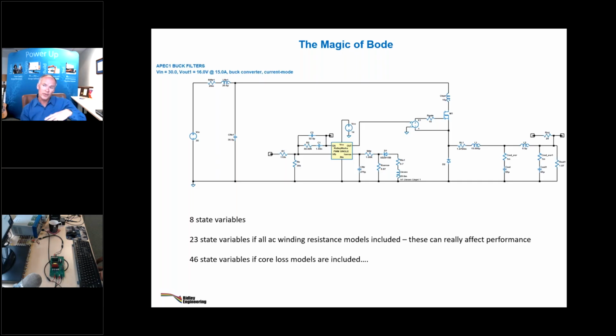If you add another 2 buck converters to do multi-phase on there, keep going, and then you add the power system in front and the power system afterwards, and the order of the system just grows out of control. So you can't do state space analysis on a 46th order system. You simply cannot optimize control around this.